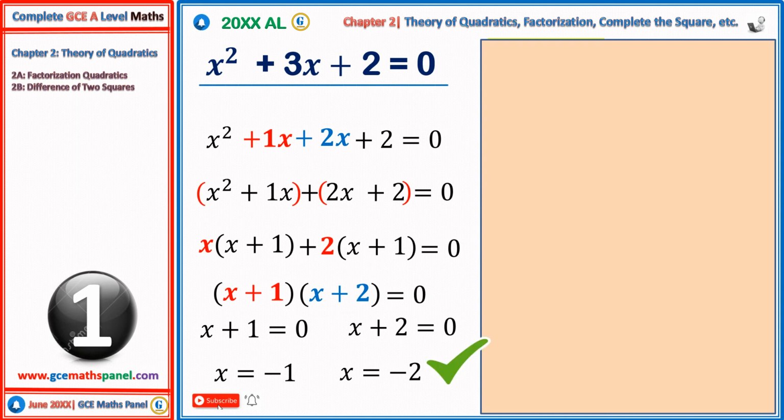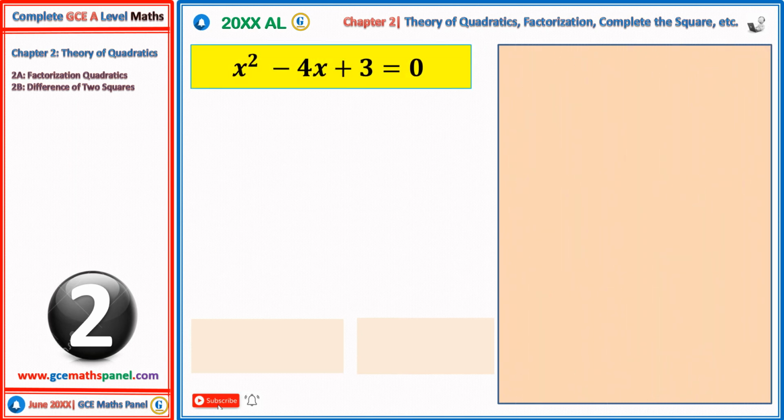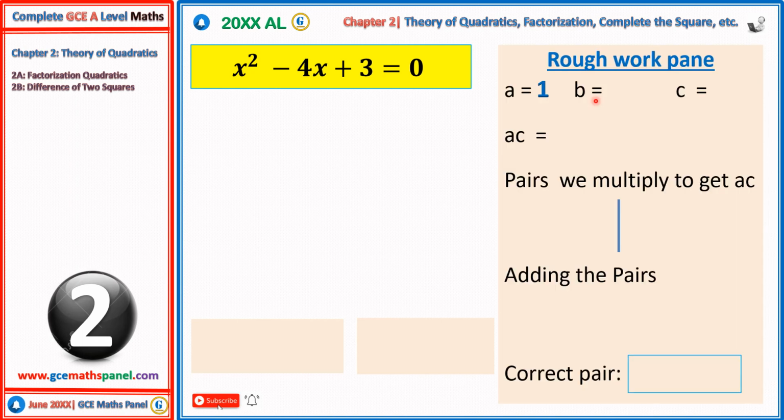Let's take a second example. Here we are given x squared minus 4x plus 3 equals 0. The first thing to do is to state down the values of a, b, and c. Here our a is 1, our b is minus 4, and our c is 3. Those are the coefficients and the constants. We look for ac, that's the product of a and c, that is 1 times 3, which gives us 3.